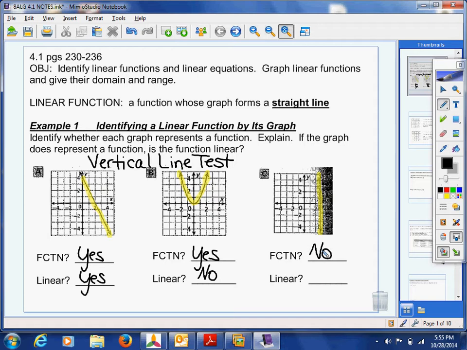So since it's not a function, it just can't be a linear function. The only way it can be a linear function is if it's a function to begin with. And this particular line, the vertical line, letter C, it's not even a function. So hopefully that makes sense. If it doesn't, rewind me, look at the video again, and let's take a look at it.